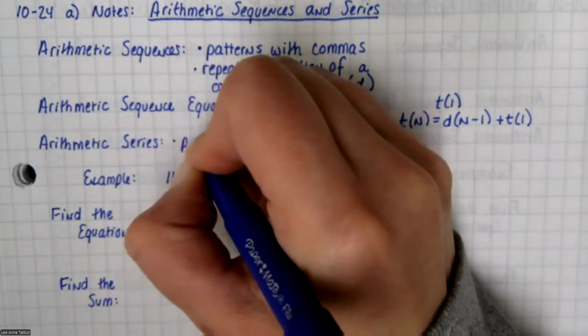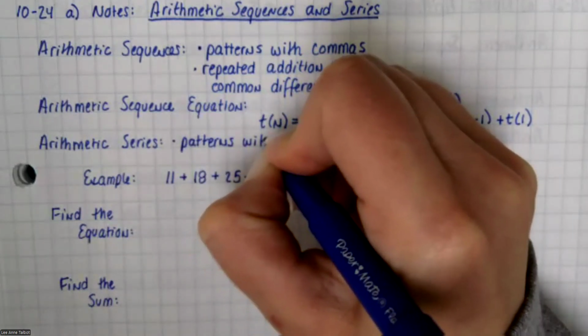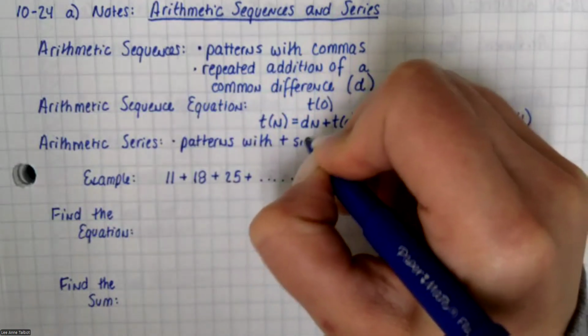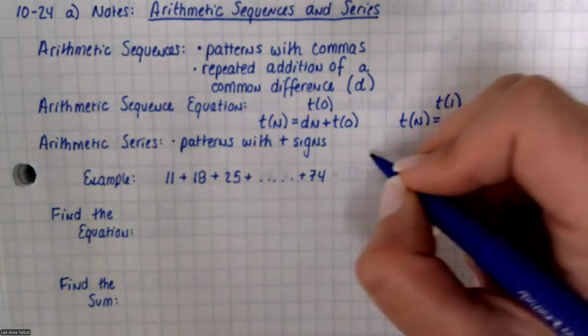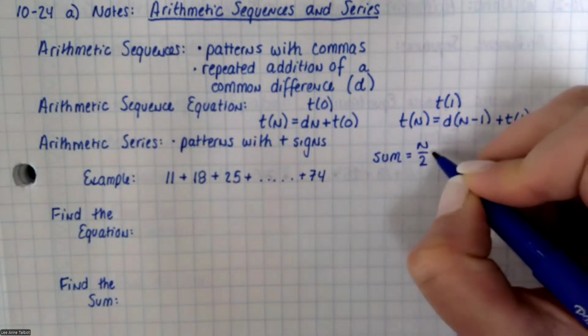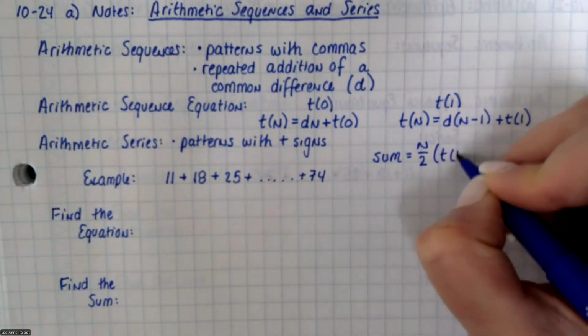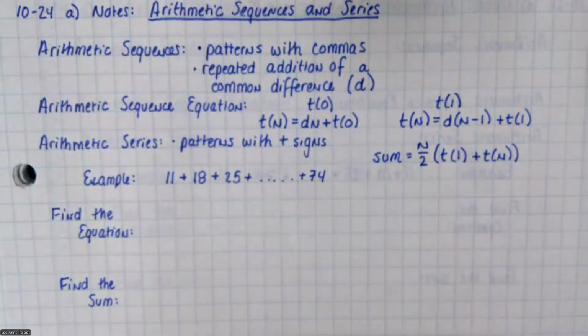Arithmetic series are patterns with plus signs. That's the word sign that I was trying to make the joke about earlier. Okay, and there's a formula for that. It is Gauss's formula: sum equals n over 2 times (first term plus last term).